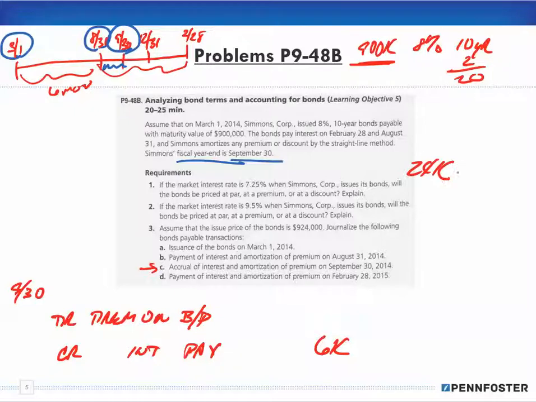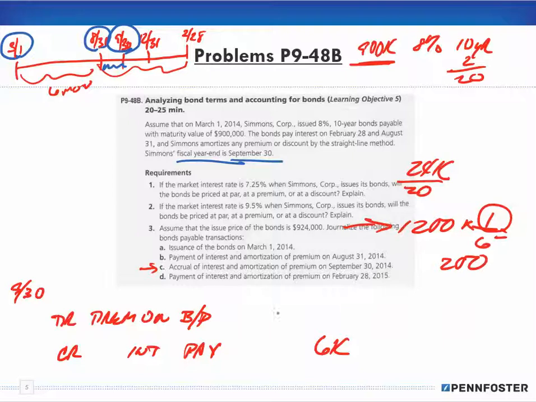So we have 24,000 divided by 20, which gives us $1,200. And that $1,200 is for a 6-month period. So we multiply that by 1/6 because we only need a 1-month period, and we end up with $200 as our premium on the bond payable as a debit. And of course, debits still have to equal credits, and we're dealing with the accrual for the interest.